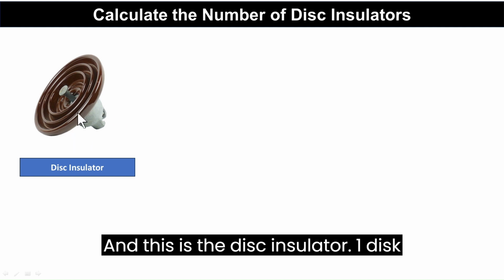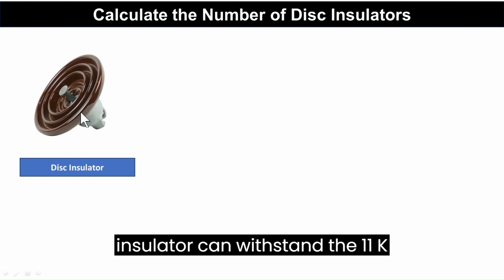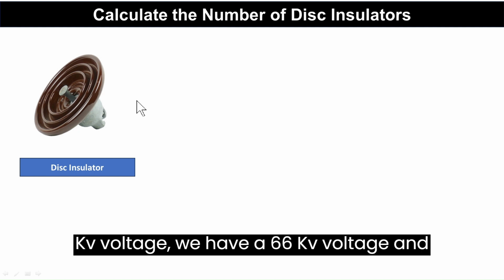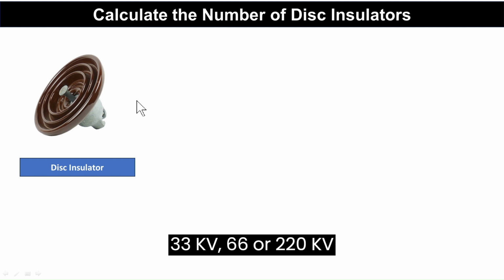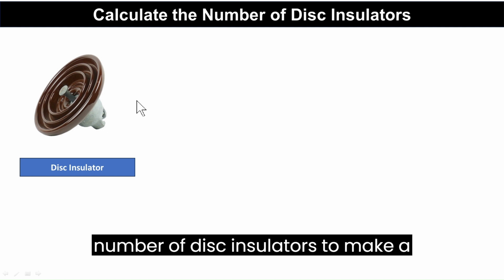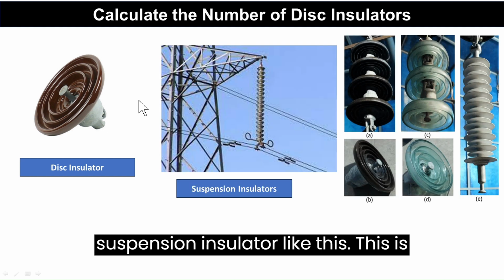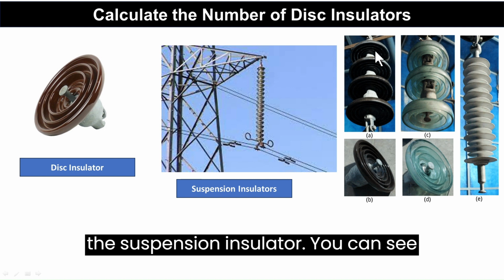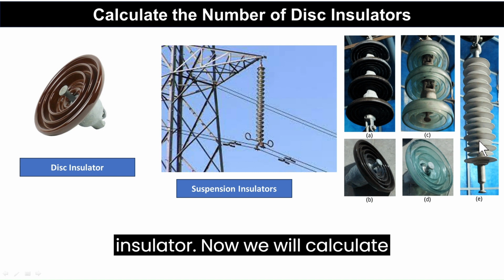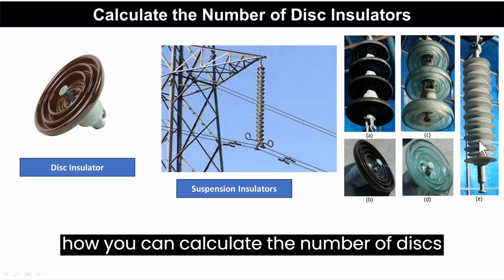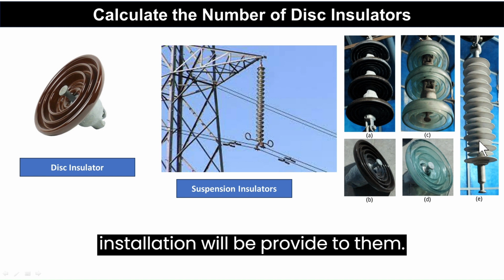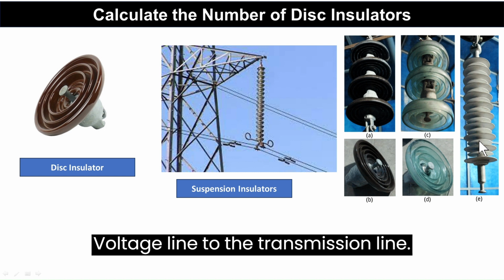And this is the disc insulator. One disc insulator can withstand 11 kV, and when we have voltages higher than 11 kV, such as 33 kV, 66 kV or 220 kV, we can add a different number of disc insulators to make a suspension insulator like this. This is the suspension insulator. You can see here the number of disc insulators joined together to make a suspension insulator. Now we will see how to calculate the number of discs required to join so that proper insulation will be provided to the transmission line.